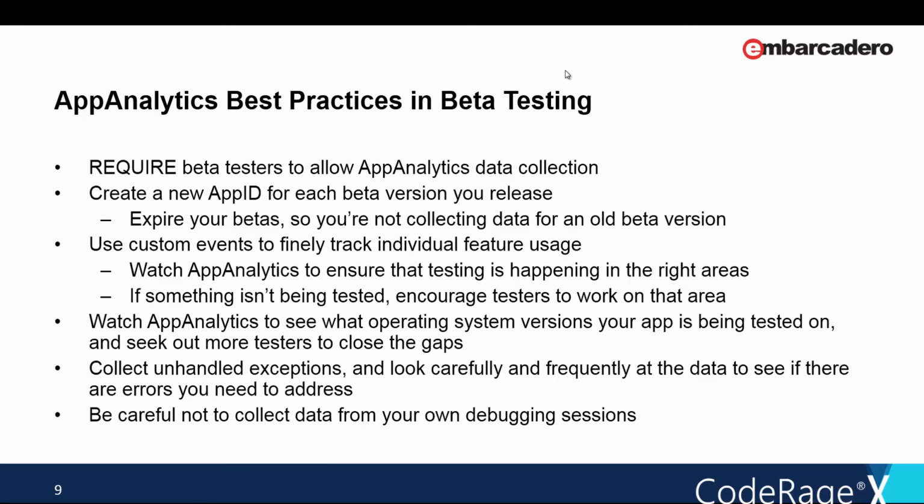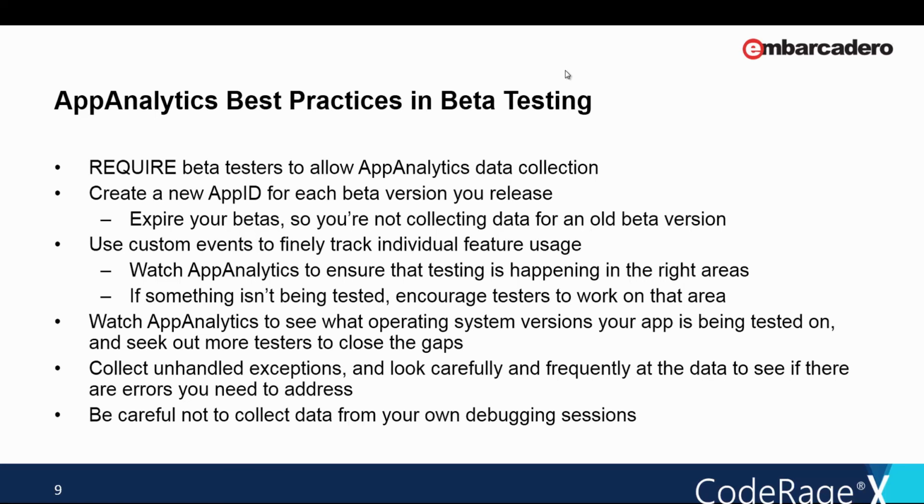To this end, we suggest that for beta testing, you do not allow users to opt out, but require them to allow you to collect the data. While we generally believe that an opt-out option is appropriate, we think that for beta testers, there's a higher level of responsibility for users to report their experience back to you. So AppAnalytics automates an important and significant part of this process.